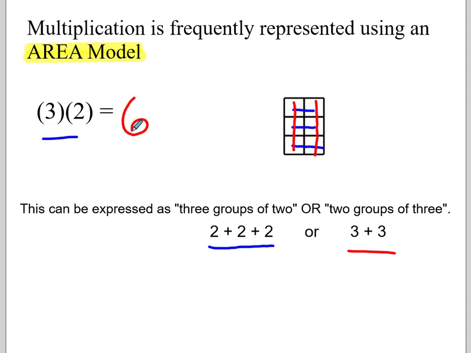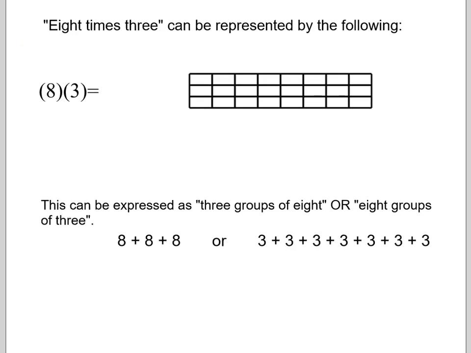But what we want to see is that there are dimensions. This is a 2, this is a 3, and when you count the number of squares inside, the area inside that rectangle is the product of 2 times 3. That's why it's called an area model. So if we look at something like 8 times 3, it can be represented by the following. We have 8 along this direction and 3 along this direction.